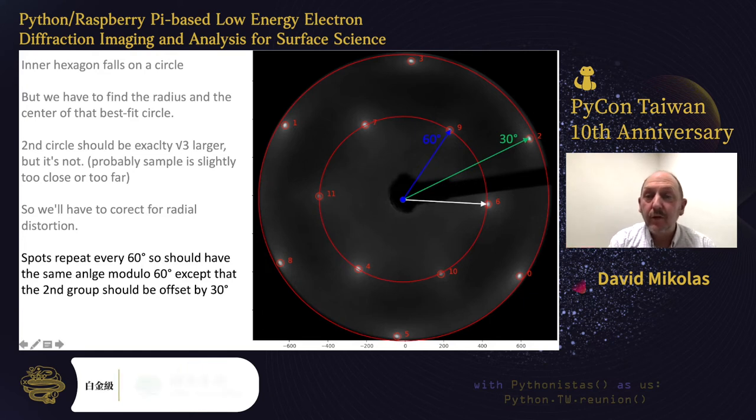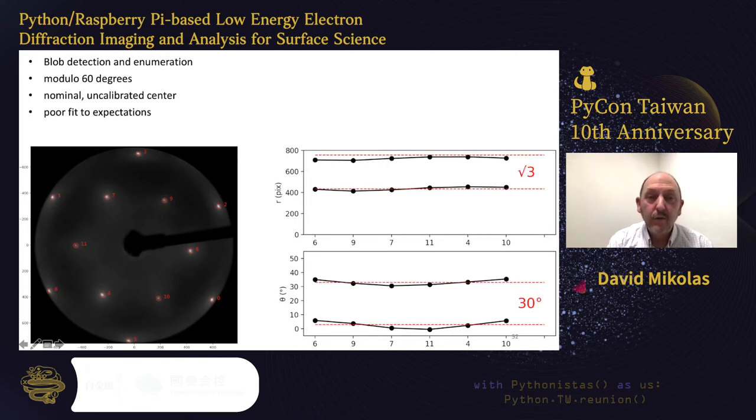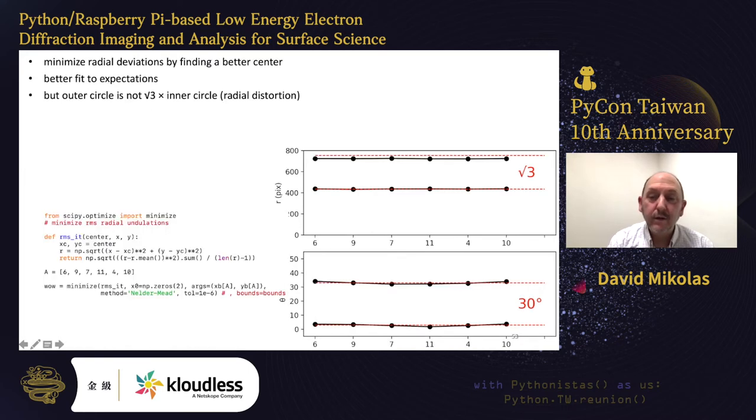The spots are every 60 degrees, so they should be at the same angle, modulo 60. And these also, except offset by 30 degrees from the first set. And we see something like that. So here's the first and second ring. This one's farther from the center than the first. These are roughly constant, but not exactly. So, and we're not quite getting a root three factor there.